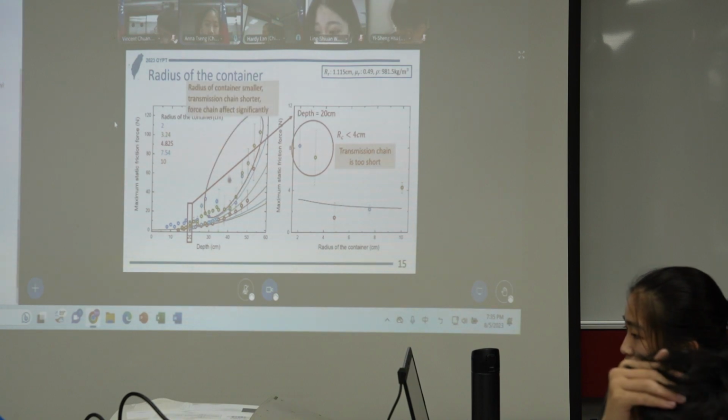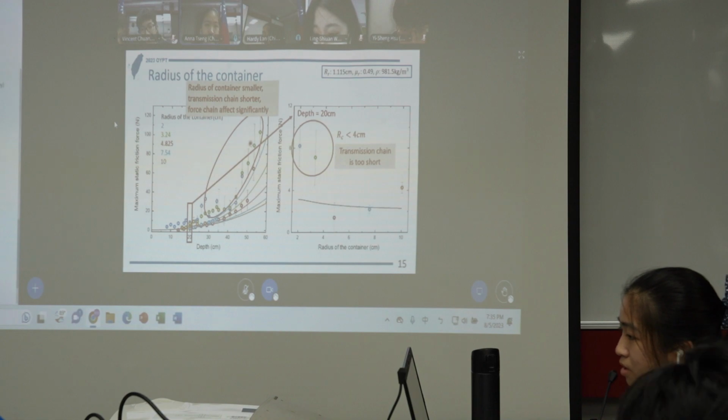And from this part, since the radius of a container is smaller and the transmission chain is shorter, the force strain will be affected significantly.